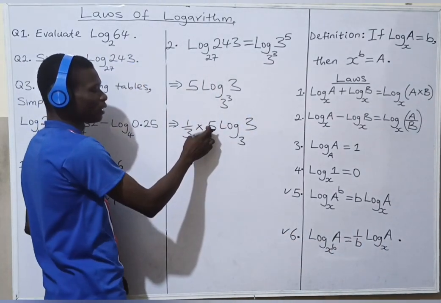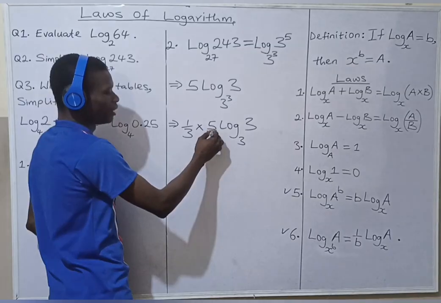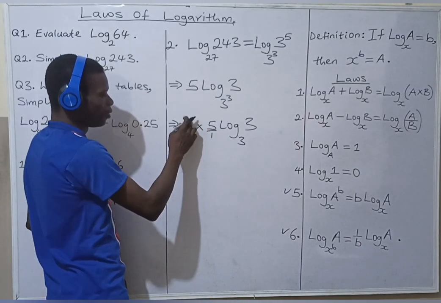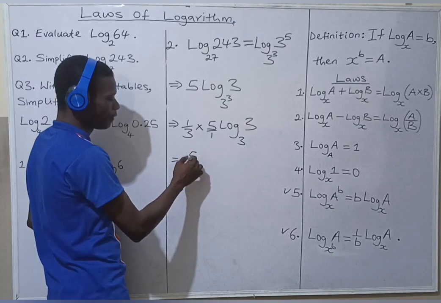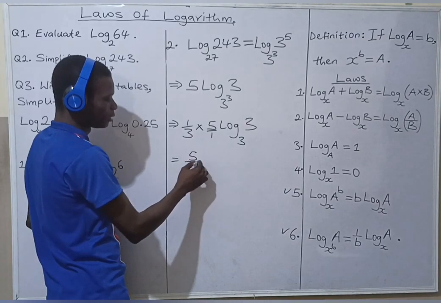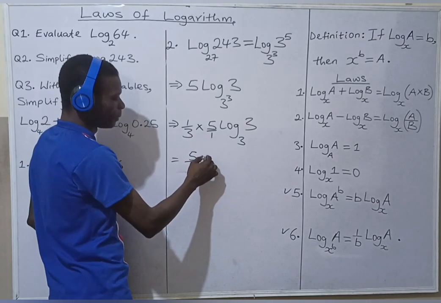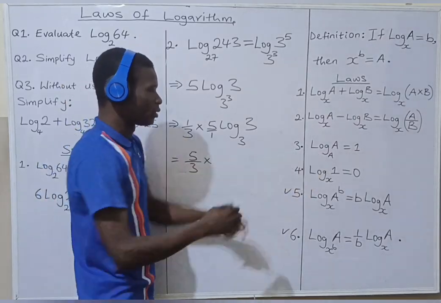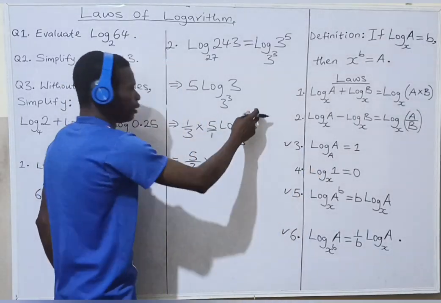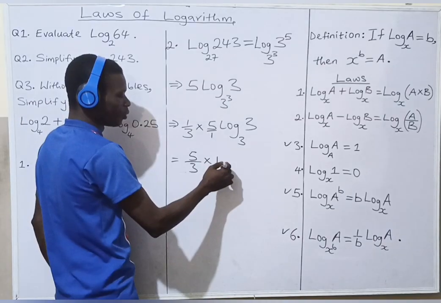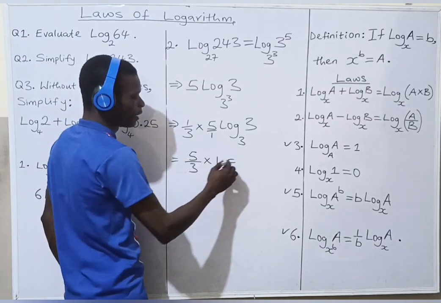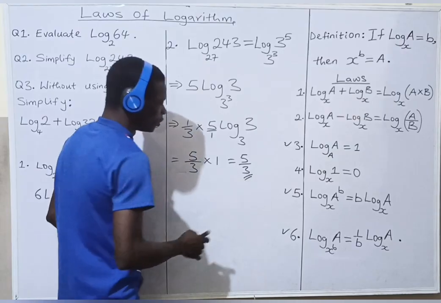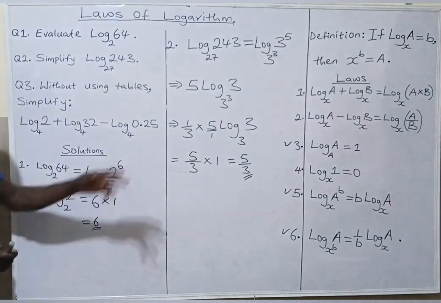Okay, so this 5 is a whole number, so it means that it can have a denominator of 1. And in that situation, what are we having? 1 times 5, that's going to be 5. 3 times 1, that's going to be 3. And then multiply by, what is log 3 to base 3? Of course, that is law number 3. Log 3 to base 3 is going to be equal to 1. So when we have 5 over 3 multiplied by 1, we'll be having 5 over 3 as the solution. So that is the solution to question 2.